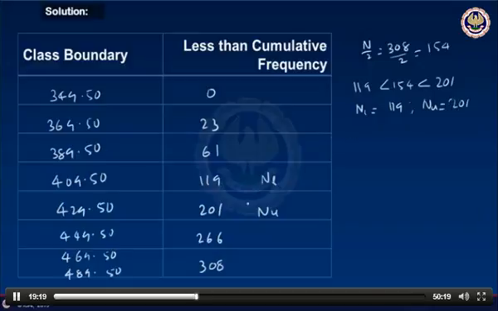The corresponding lower boundary is L1 equal to 409.50 and L2 equal to 429.50. Now C, the length of the class interval, is this difference: 429.50 minus 409.50, which is 20. Now we have to compute the median in the next slide.